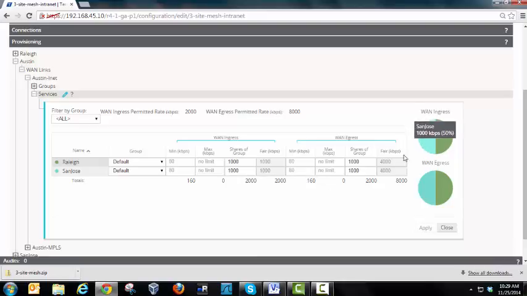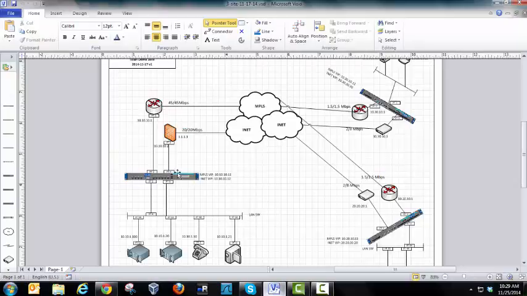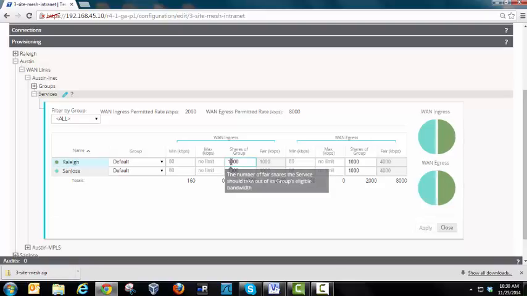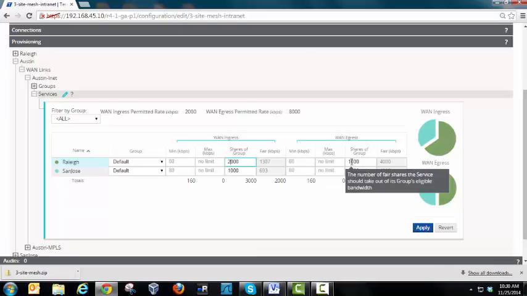It's a 50-50 scale, right? Now, let's say Raleigh was the NCN, and San Jose was just another site. The NCN is going to be more important than just San Jose, right? I would probably want to scale the bandwidth to my NCN at a higher rate than I would to a third site. So when I set this to 2000, I'm going to do the same thing over on WAN egress as well.